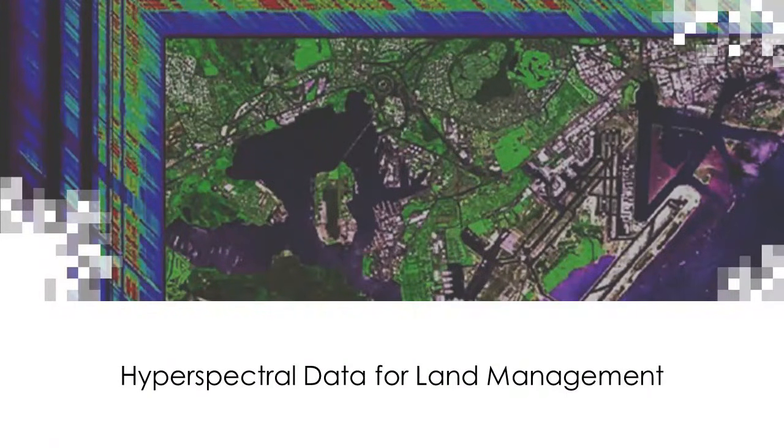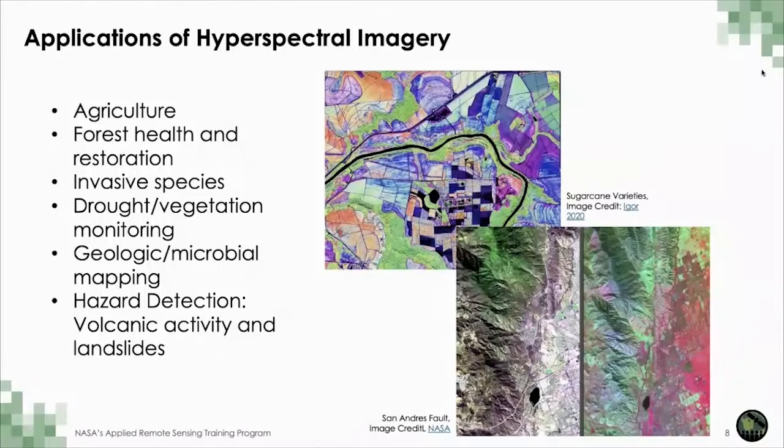So let's review some land-based applications of hyperspectral data. In the first session, we briefly mentioned various applications of hyperspectral data and discussed specific sensors of interest. So today, we will provide examples on how those data are used for agriculture, forest health and restoration, invasive species, drought and vegetation monitoring, geologic and microbial mapping, and finally, hazard detection, such as volcanic activity and landslides.